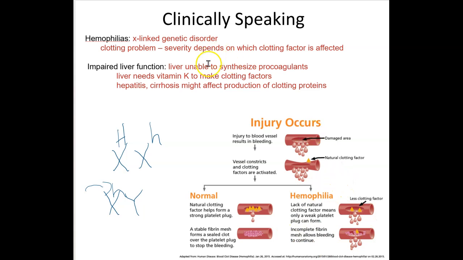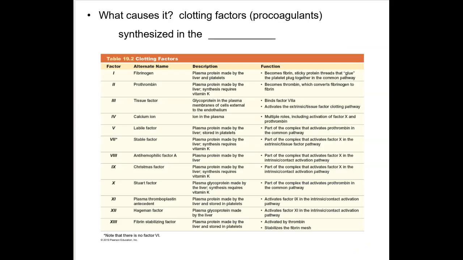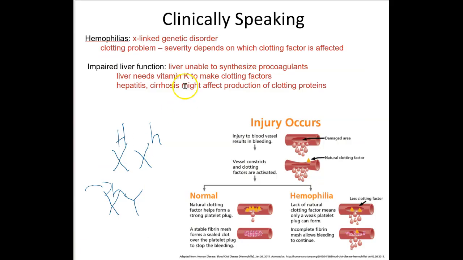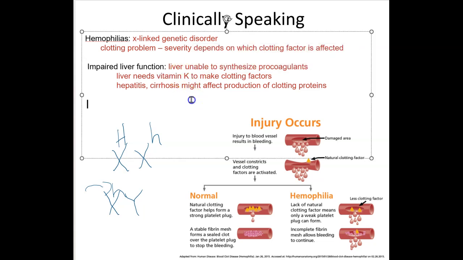Liver is critical. If you have issues with your liver, you can't make all those procoagulants. Remember, this whole chart, most of these are made in the liver, so you're going to have a prolonged bleeding time. It's going to make it very difficult. The liver also needs the vitamin K, which came into one of your other questions here. But if you have a patient with hepatitis or cirrhosis, they're probably going to have problems with bleeding. They're probably going to have easy bruising because they're going to bleed more often.